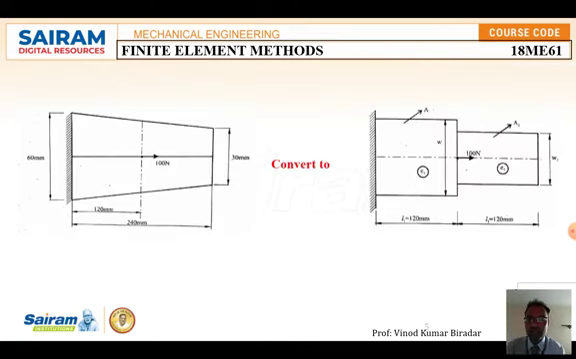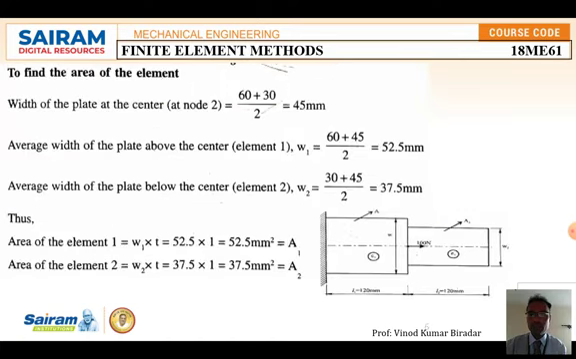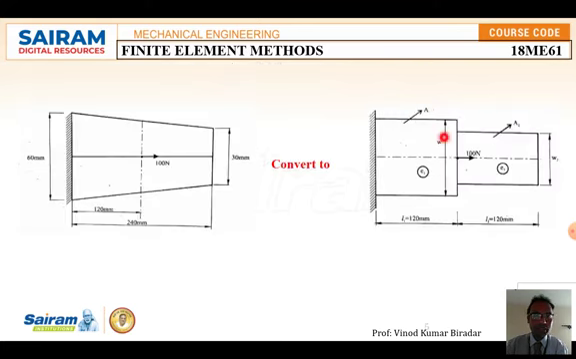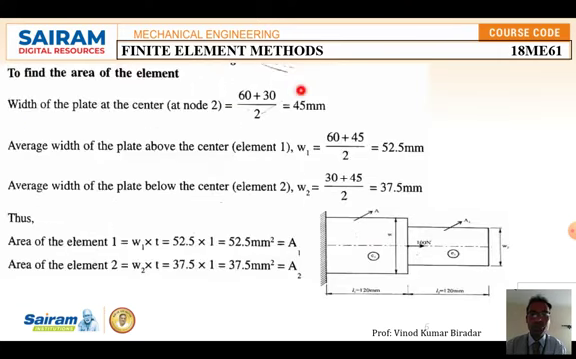So how to calculate? You have to convert the taper bar into a step bar first, and then go for calculating the area. How to calculate the area if the width is given? This is the formula. Width of the plate at the center, at node number 2, is equal to 60 plus 30 divided by 2, and you are going to get 45. Okay, 45 is the width you got for the second.